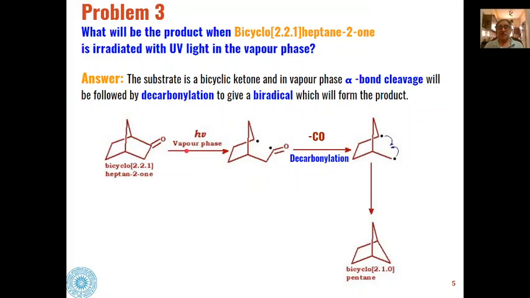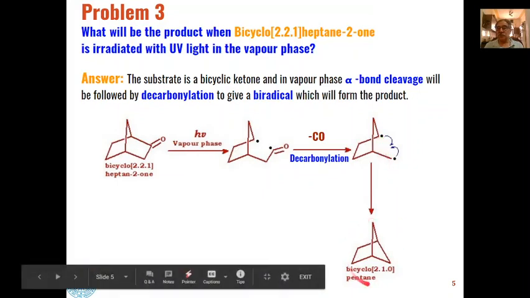Now when the reaction takes place in vapor phase, then decarbonylation takes place. This will be removed as carbon monoxide. So minus carbon monoxide will take place, and this radical will be converted into a radical at this place. So one electron from here and one electron will go to give you a carbon-oxygen triple bond in the form of carbon monoxide, which will be removed, and we will get this type of biradical, and they will form a carbon-carbon double bond to give us this type of product. Bicyclo[2.1.0]pentane will be formed as the product.